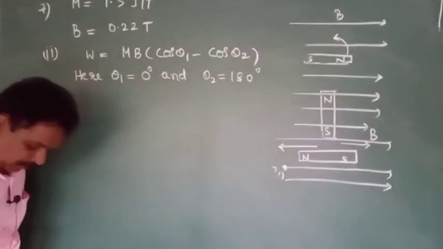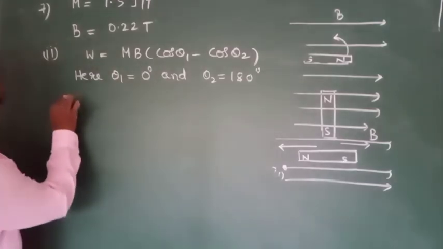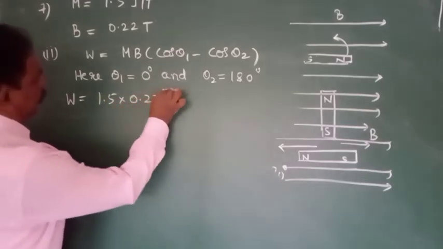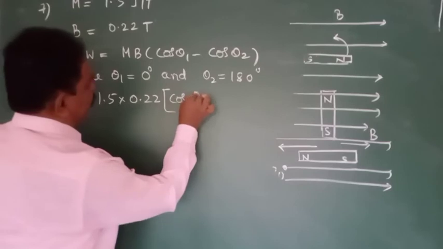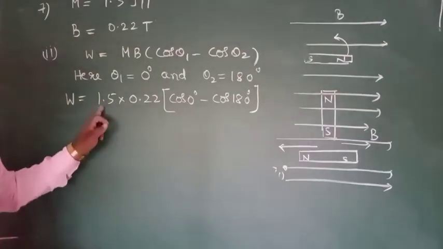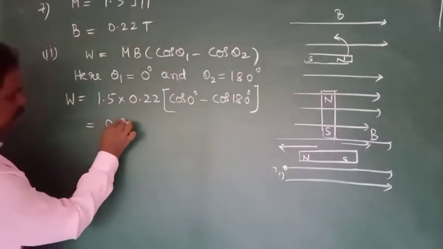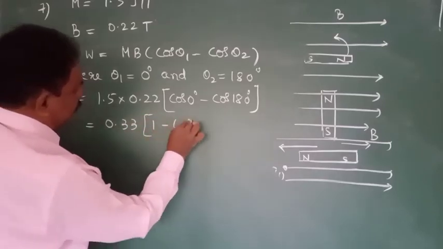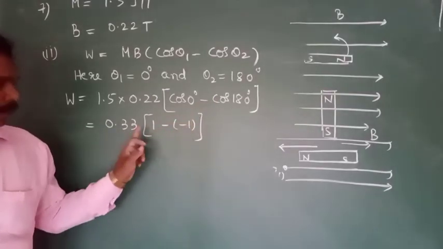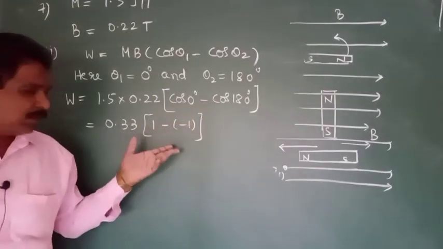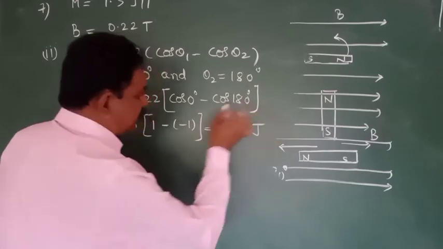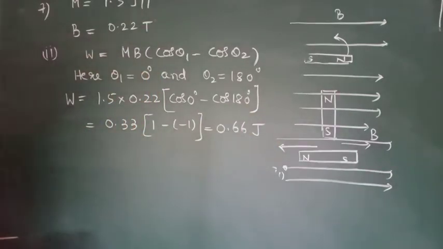So if we substitute those values, what we will get here is W is equal to 1.5 into 0.22. This is cos 0 degrees. This is cos 180 degrees. So this will be 0.33, this is 1 minus of minus 1. Cos 180 value will be minus 1. 1 minus of minus 1 means 1 plus 1, 2. So we will get this value as 0.66 joule. This is the work done.